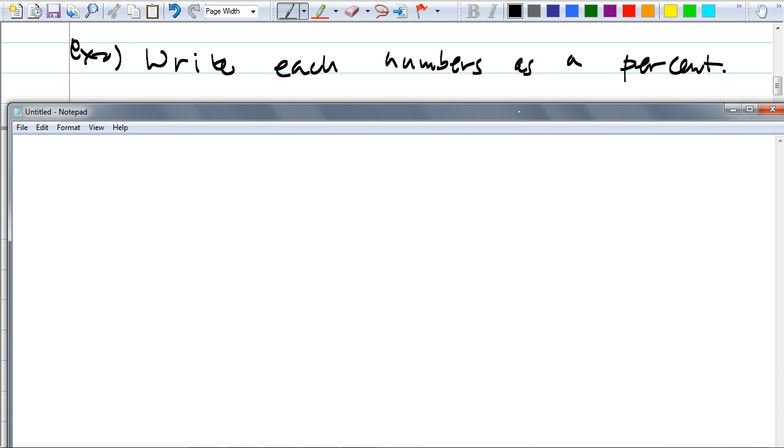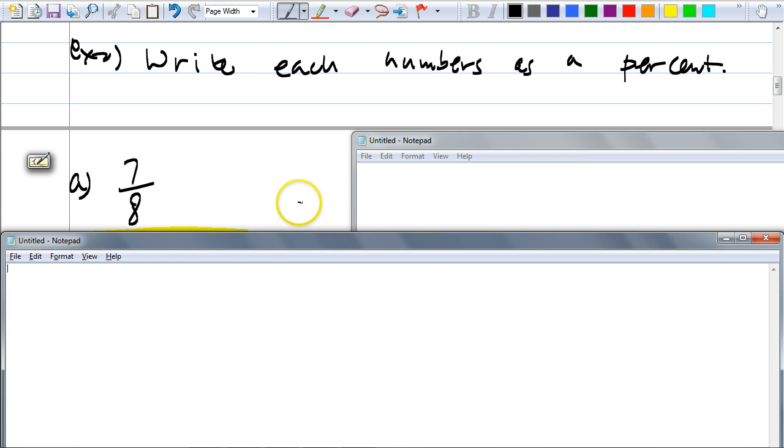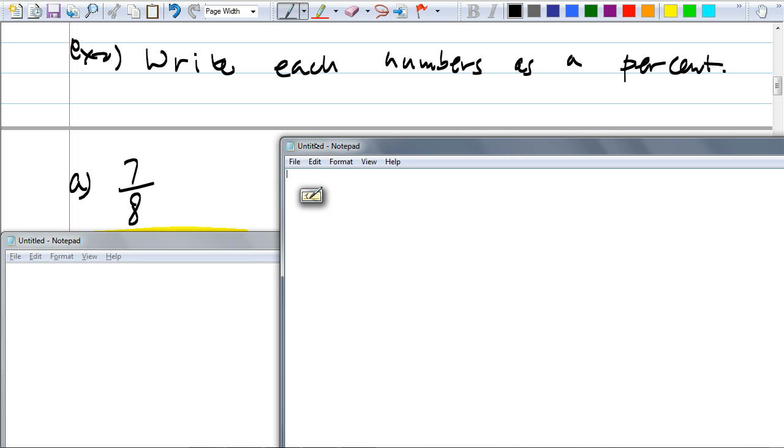But what if I give you numbers like 7/8? This is not so easy to come up with, right? By the way, do you think this is going to be more than 50% or less than 50%? A lot more, right? Because 7/8 is almost how many percent? 100%. Because if it was 8 over 8, that means 8 out of 8 things. That's 100%. But we now have 7/8. It's going to be a little bit less than 100%. We'll figure out what that is.